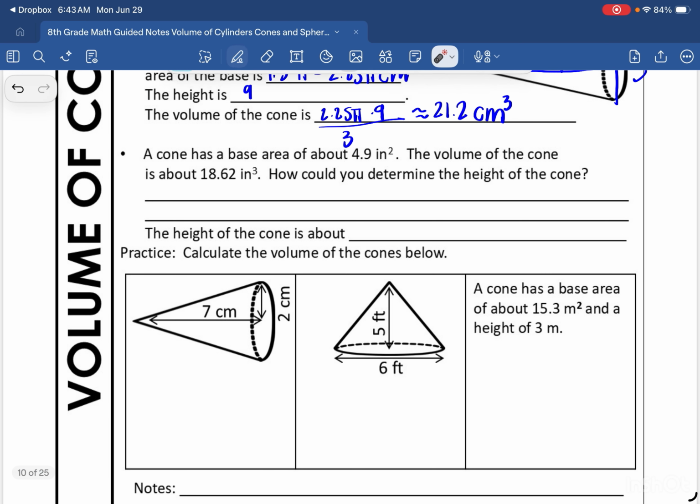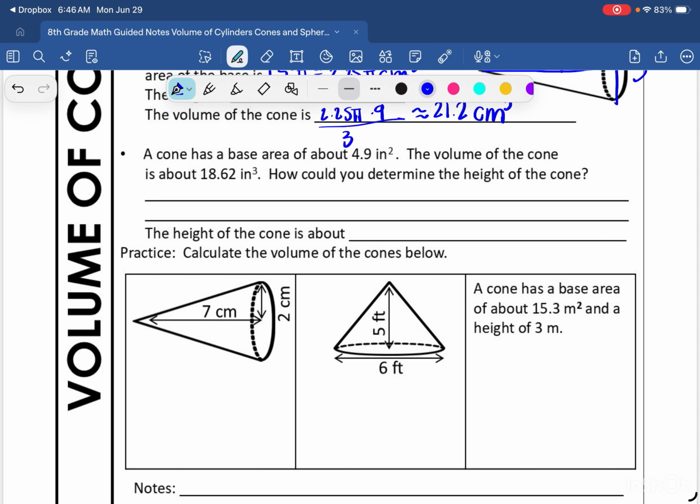A cone has a base area of about 4.9 inches squared. The volume of the cone is about 18.62 inches cubed. How could you determine the height of the cone? This question is kind of similar to the question on the previous page. The formula for the volume of a cone is, we can also write capital B for that area of the base, which is a circle, but capital B times h divided by 3.